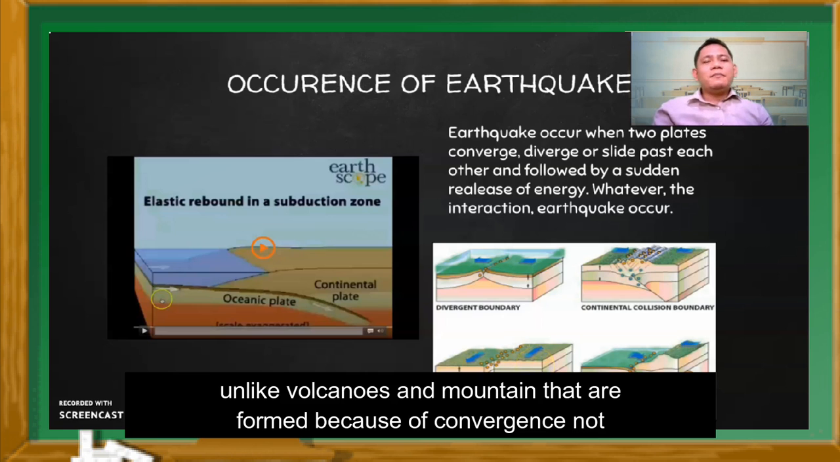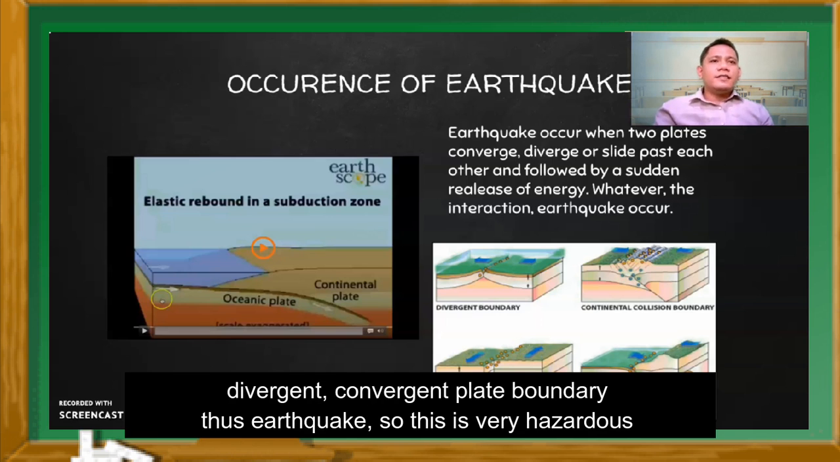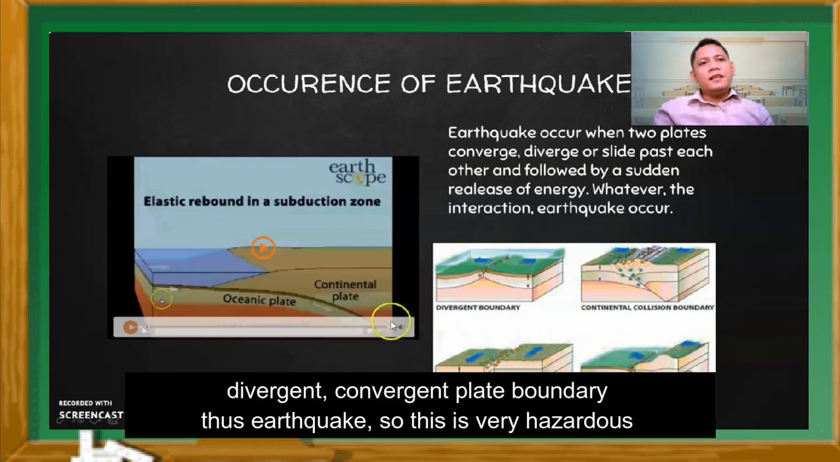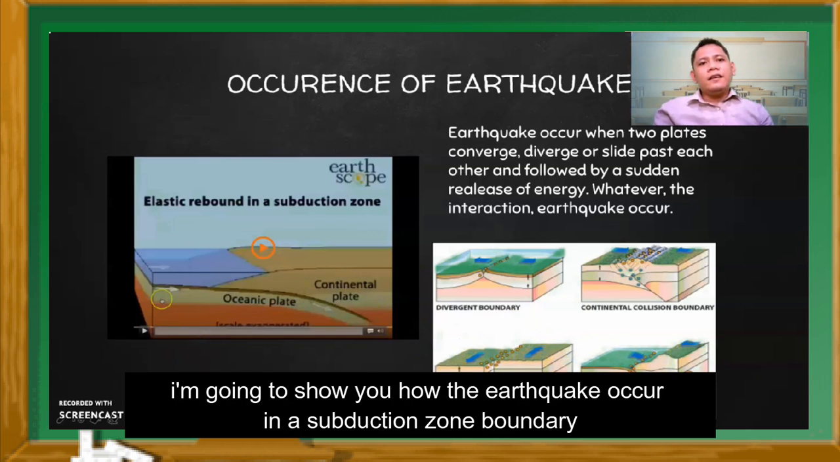Unlike volcanoes and mountains that are formed only because of convergence, earthquakes occur at all boundaries. So this is very hazardous. I'm going to show you how the earthquake occurs in a subduction zone boundary.